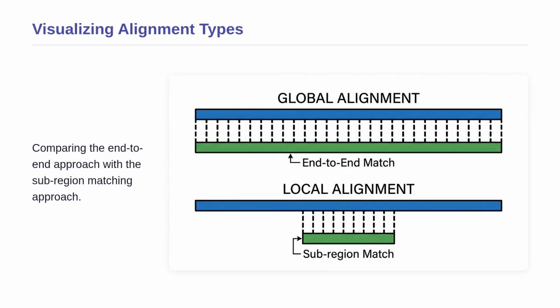In the bottom section, representing local alignment, you see a much shorter sequence finding its perfect home in the middle of a longer sequence. The dashed lines only exist in that specific subregion. The rest of the longer sequence is completely ignored. This visual perfectly captures why we choose global for overall similarity and local for finding hidden domains.